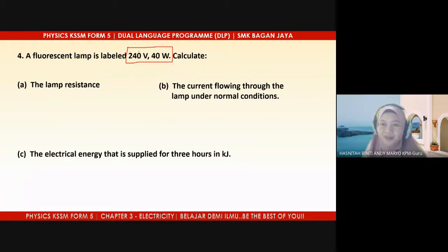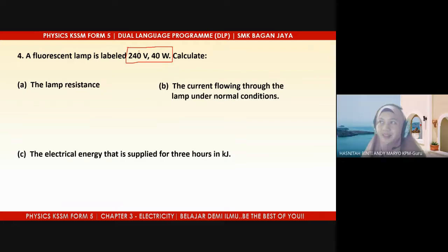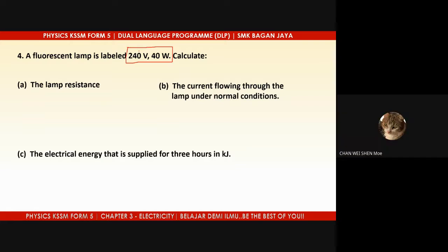Okay, yes, the sentence. What does it mean by this label? 240 volt, 40 watt label on the 40 watt fluorescent lamp. Electrical charge, uses the operation of 240 volt.